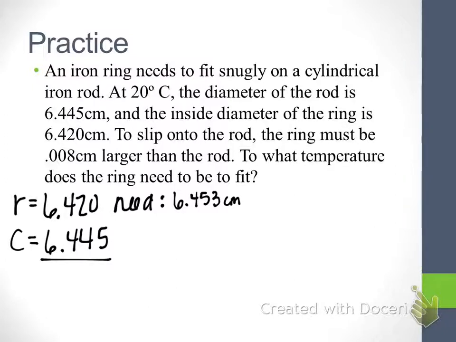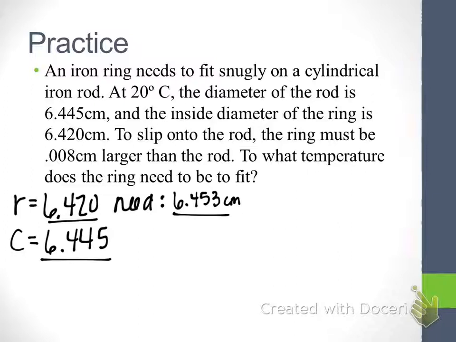Should your answer be really small? My answer's pretty big. I'm not sure I got it right. 0.008 is not the delta L, because we don't want the ring to go just 0.008 larger. We need it to be larger than the rod itself. So the ring is going to have to expand this minus this, which is really 0.033 centimeters. Does that make sense? Okay, let's say it one more time.